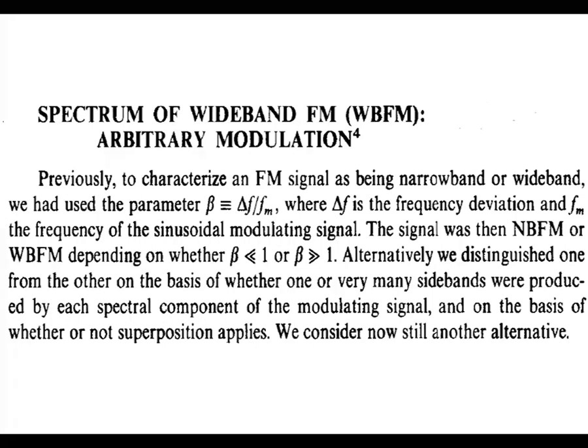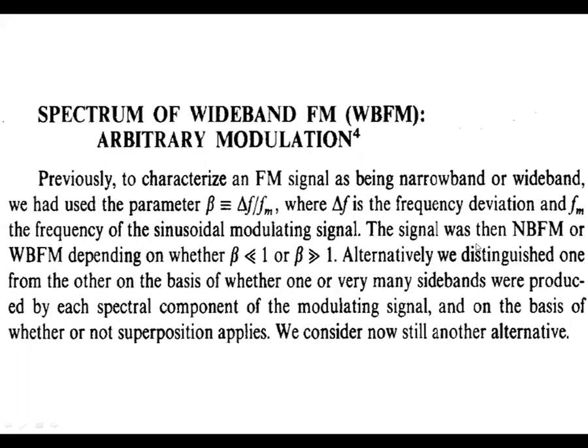That wideband FM depends upon the beta value. What is beta? Beta is delta by fm. Beta is the modulation index. For narrowband FM or wideband FM, beta is the same. It is called delta by fm, where delta is the frequency deviation and fm is the frequency of the modulating signal.